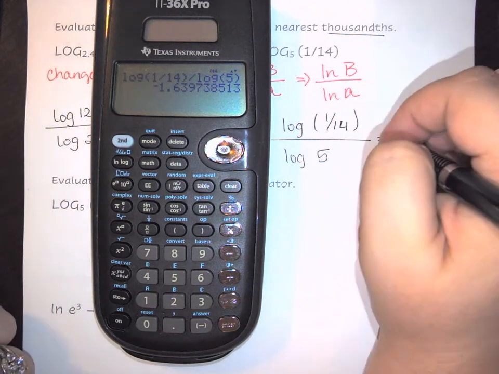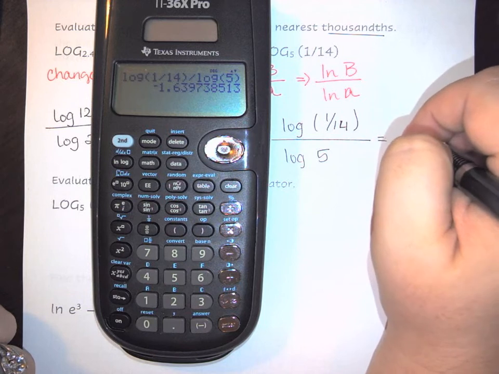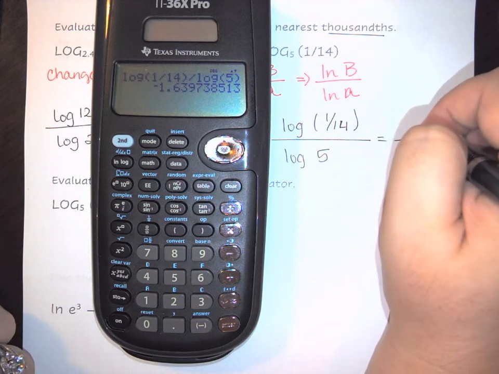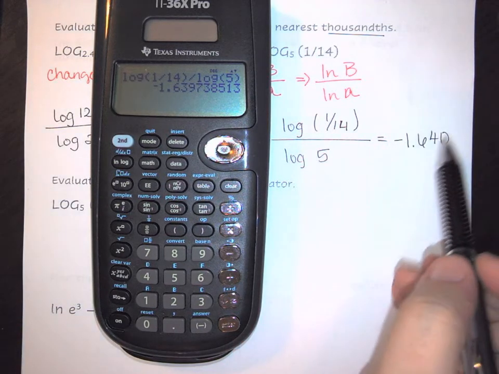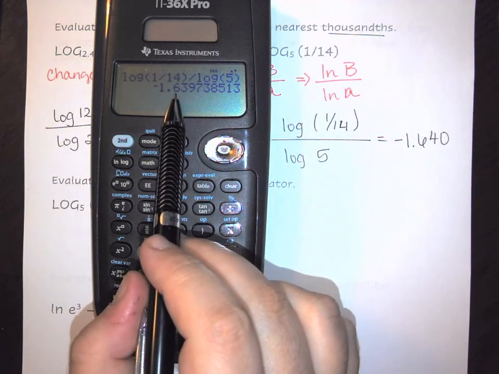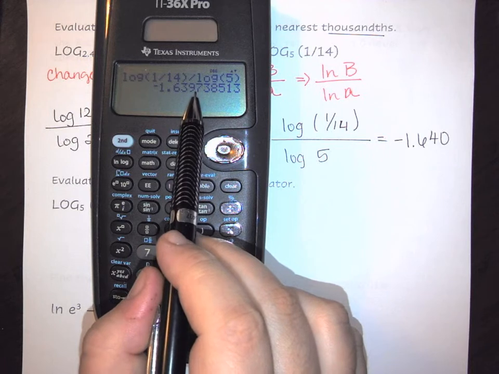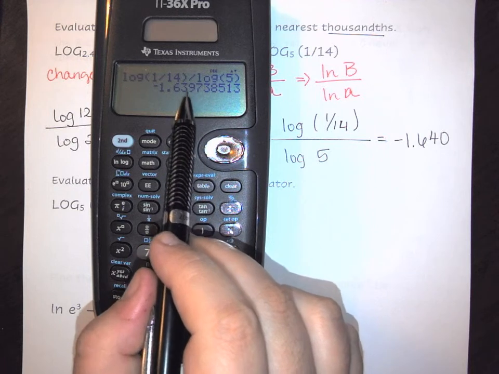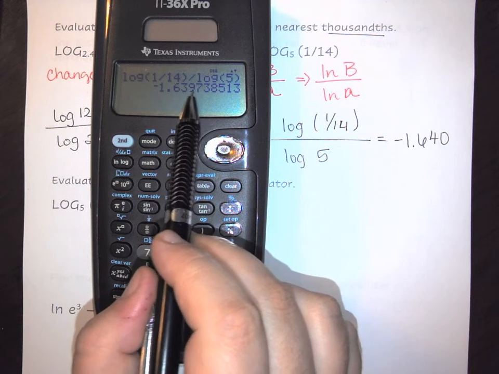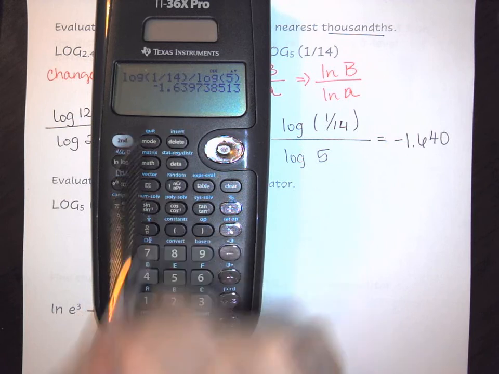So here this is going to be negative 1.640. Now let's talk about that real quick. I want 3 places, so I have 6397. So notice the 7 is going to round that 9 up. 9 rounds up to 10, so this actually becomes 40. Okay.